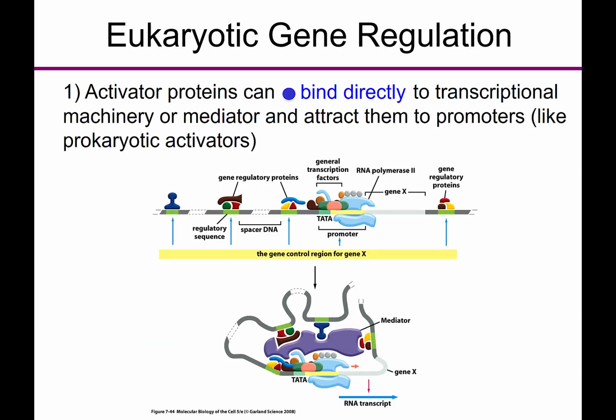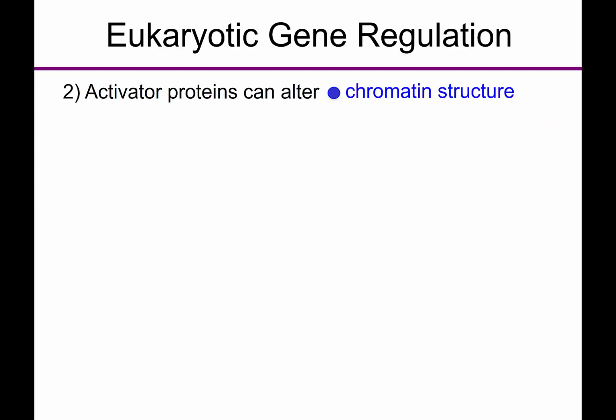And this is really the concept and the figures we've been talking about before. Activator proteins can bind directly to transcriptional machinery or the mediator and attract them to promoters, like, say, how prokaryotic activators do it. So again, imagine you have these gene regulatory proteins on the various regulatory sequences. You can use extensive DNA looping. You can act through a mediator. You can activate these components directly. For the second method, remember, activator proteins can act indirectly. And how they can do this is to alter chromatin structure.